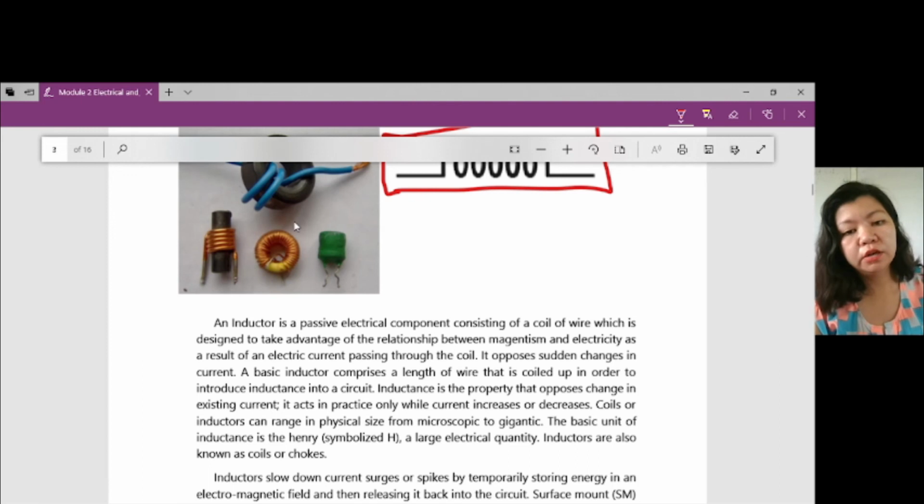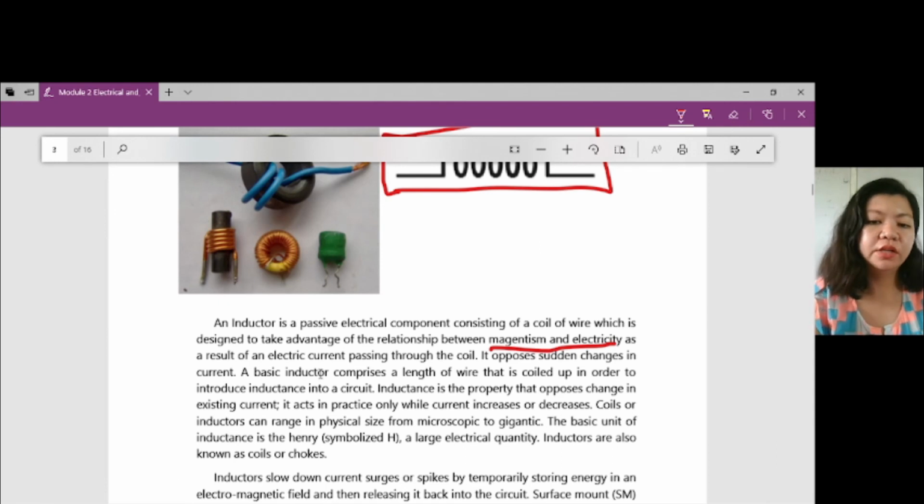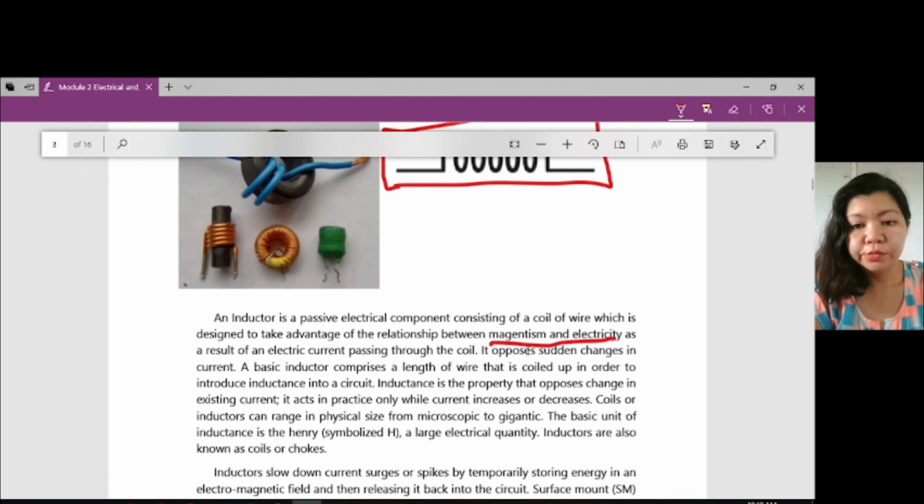So it comes in different forms, but it's just a coil of wire which is designed to take advantage of the relationship between magnetism and electricity as a result of an electric current passing through the coil. So it is also a conductor in the sense that it allows passing of electricity, but the purpose is not for conducting. So ginagamit siya usually kapag yung sa AC circuit, sa alternating current circuit.